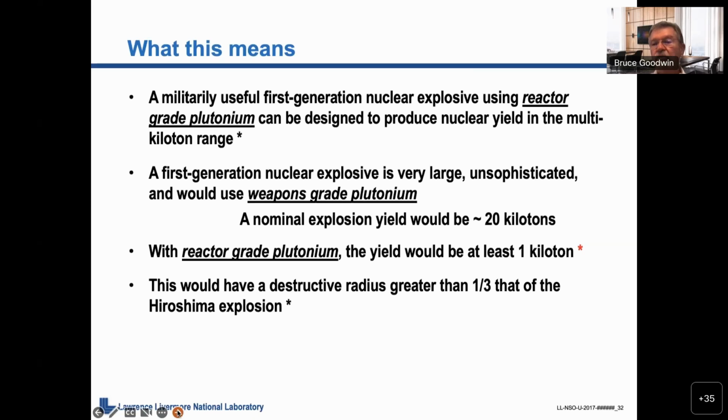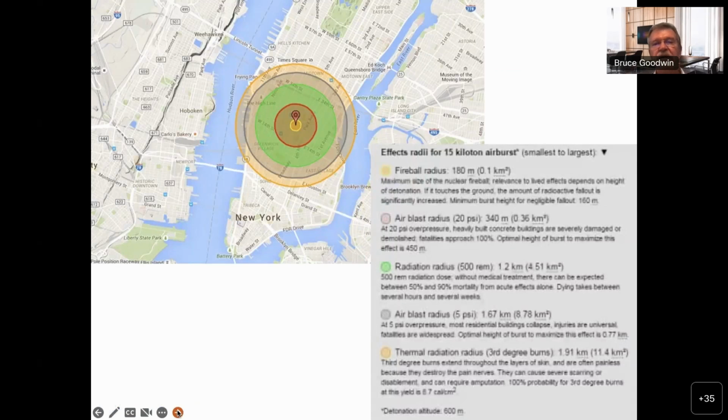And that relatively small yield would have a destructive radius greater than a third of that of the Hiroshima explosion. So to give you some idea here, here's a 15 kiloton detonation in the middle of Manhattan. And think about the damage that would occur with 1/3 of that radius that you're looking at there. A 1 kiloton explosion would be a significantly bad thing to have happen in a metropolitan area.